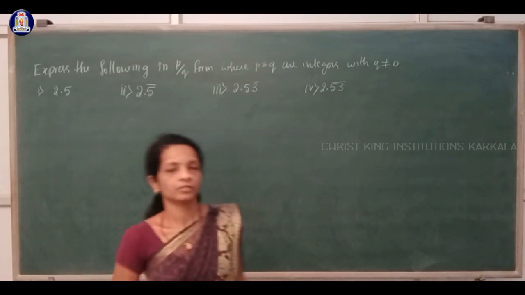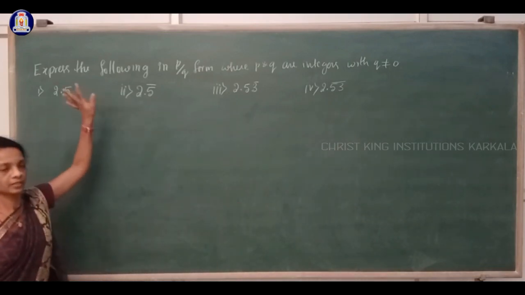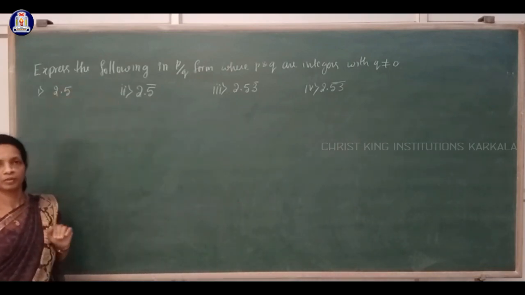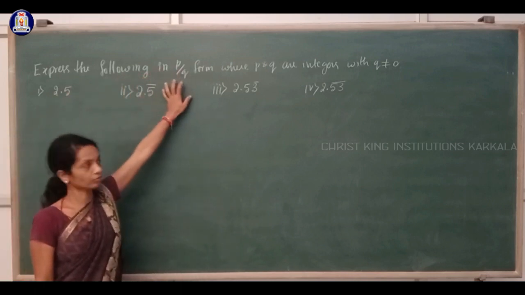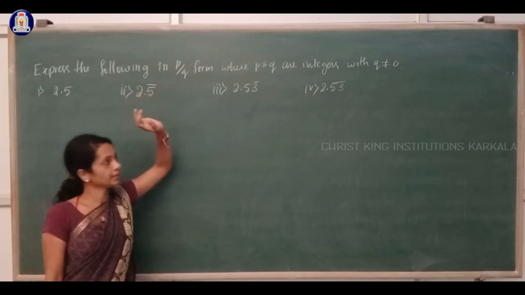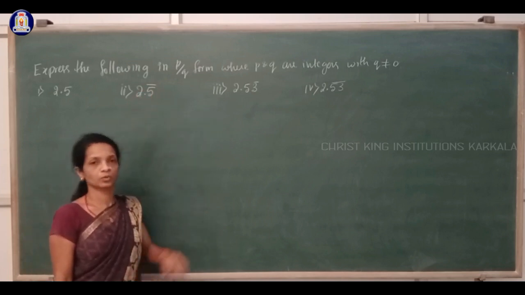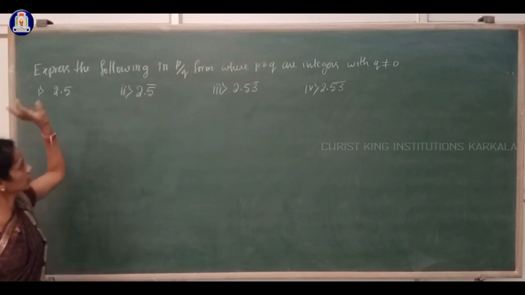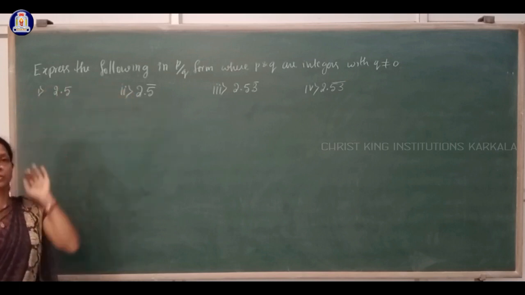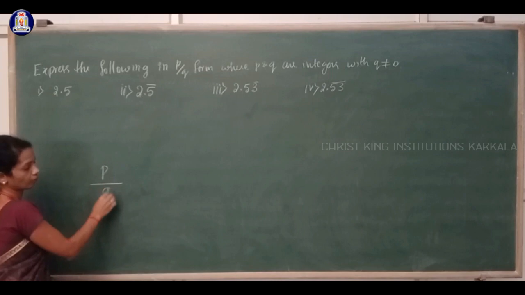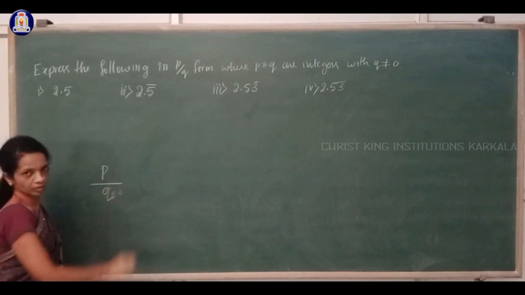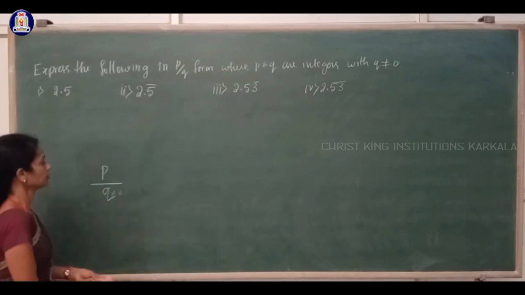Next you have problems where you will be given some decimal numbers, and you have to express them in a rational form, p by q form, where p and q are integers and q is not equal to 0, the denominator is not equal to 0. Means these decimal numbers you have to write in a rational form, p by q form, where the denominator should not be equal to 0.